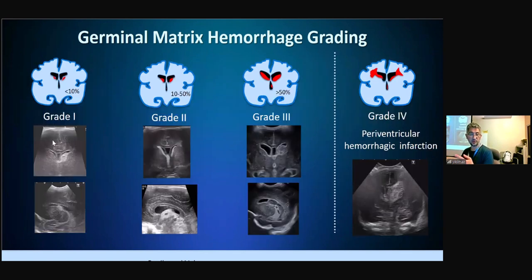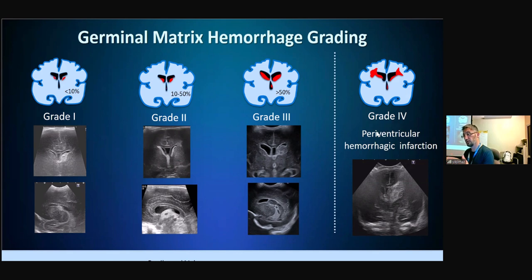This is how they appear on the ultrasound. In grade 1, we see small hemorrhage within the caudothalamic groove only. There is no extension of the hemorrhage into the ventricle according to Papille. A little bit of hemorrhage can extend, according to Volpe, into the ventricle, still grade 1. In grade 2, there is no ventricular dilatation, but there is hemorrhage within the ventricle. In grade 3, there is associated ventricular dilatation.